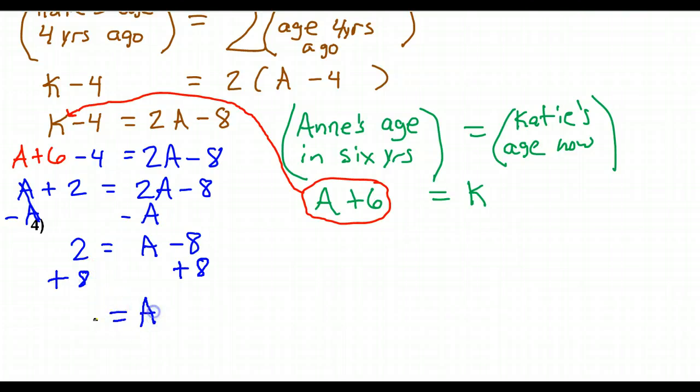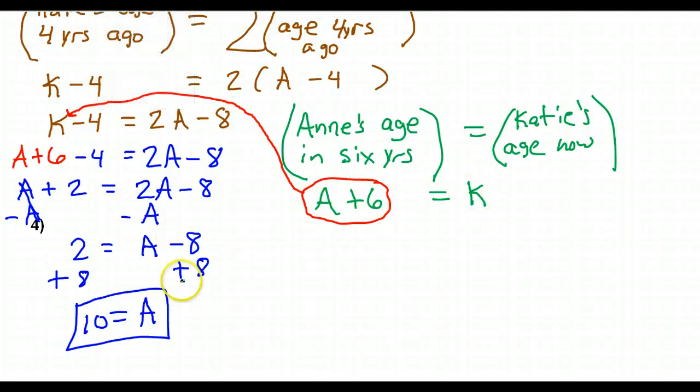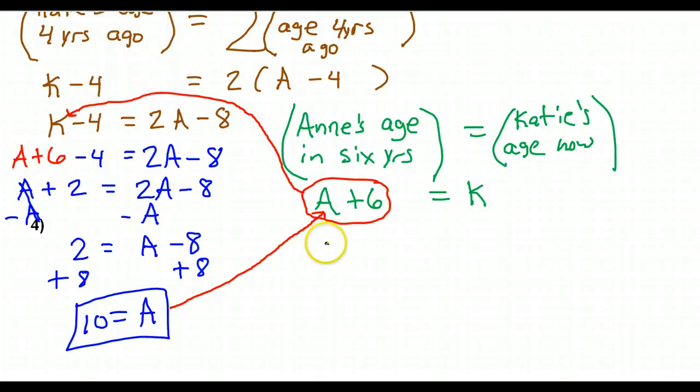So that gives me that A is 10. Okay, so Anne is 10 years old. That's part of what I need to know. Now I still need to know Katie's age, so I'm going to do another substitution. Okay, right there. So that's going to give me 10 plus 6 is equal to K. So K is equal to 16.